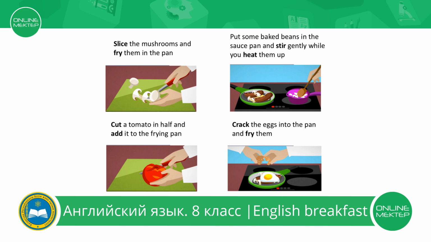Put some baked beans in the saucepan and stir gently while you heat them up. Stir means to mix a liquid or other substance by moving an object such as a spoon in a circular pattern. In the picture you see a spoon. Cut a tomato in half and add it to the frying pan.